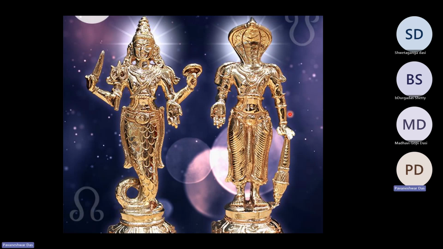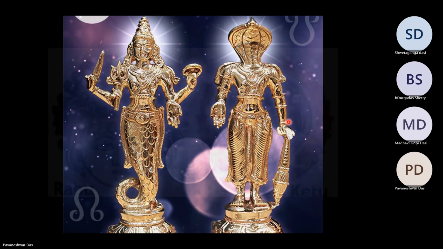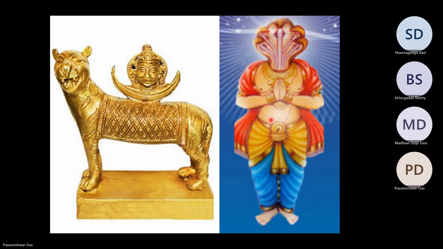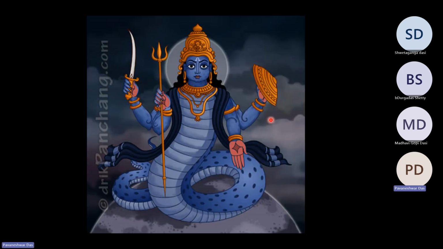This is Rahu, this is Ketu. And since these two people drank nectar, they became Amara. They are supposed to live for one Manvantara. And Lord Brahma put them in charge of two planets. The planet for which Rahu became in charge became known as the Rahu planet. The planet for which Ketu became in charge became known as the Ketu planet. So generally, Rahu is shown with a human head, and Ketu is shown with a snake head. So this is Rahu.